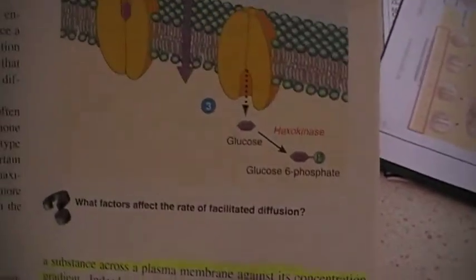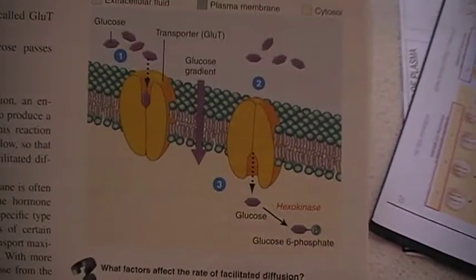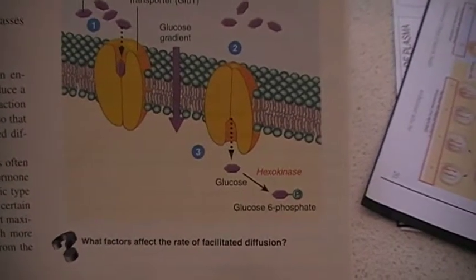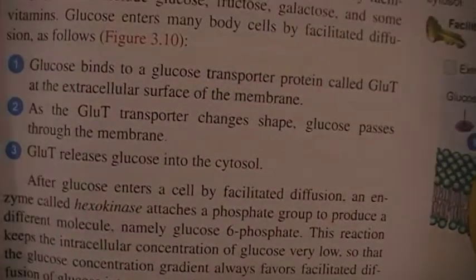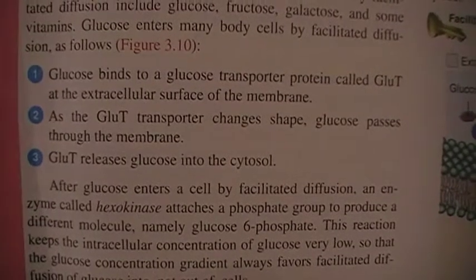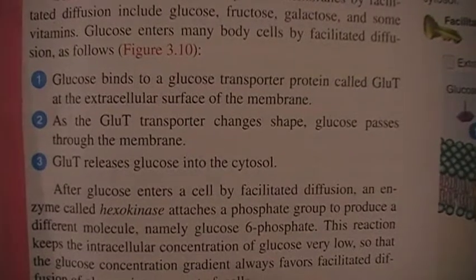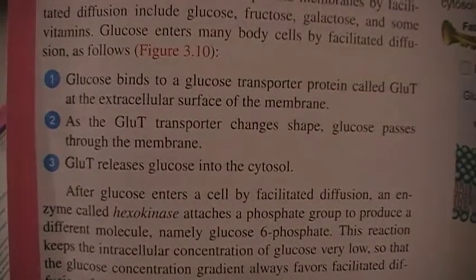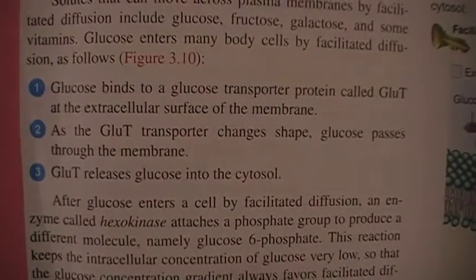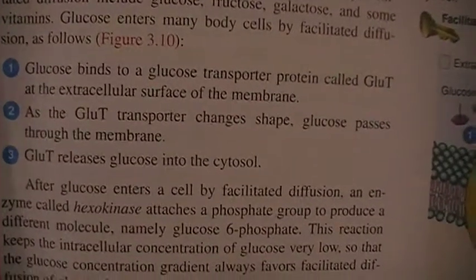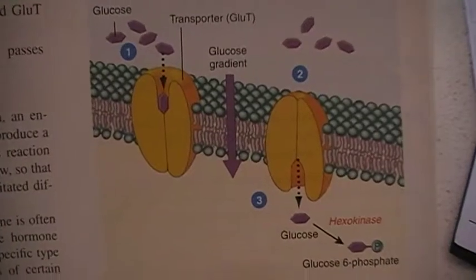This is facilitated diffusion, and that's what glucose uses. Glucose binds to a glucose transporter. And as the glucose transporter changes in shape, glucose passes through the membrane and is released in the cytosol.